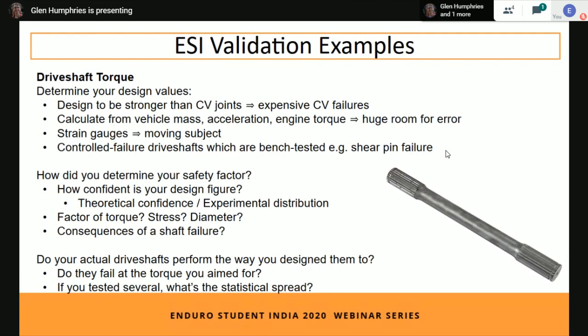Okay, of course, the safety factor, is it a factor of torque or stress or diameter? That's the thing I was talking about earlier, where increasing the diameter massively increases the strength of the shaft beyond what we would normally expect from a stress or a loading safety factor.